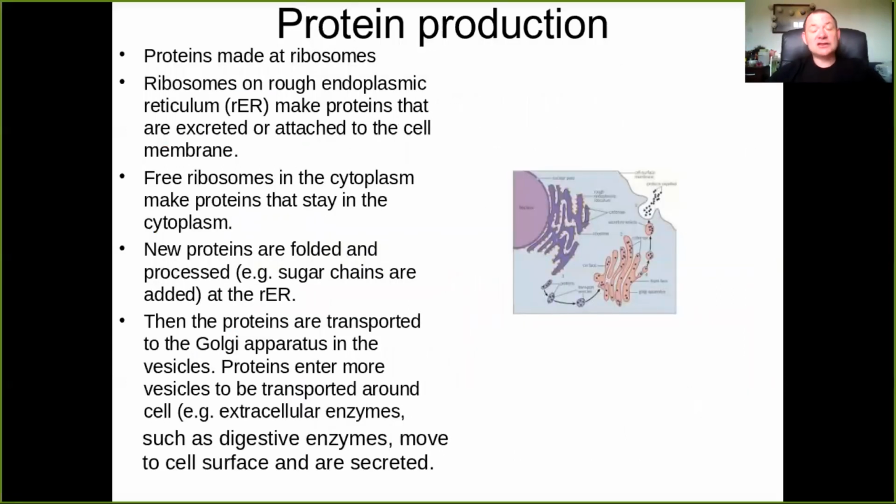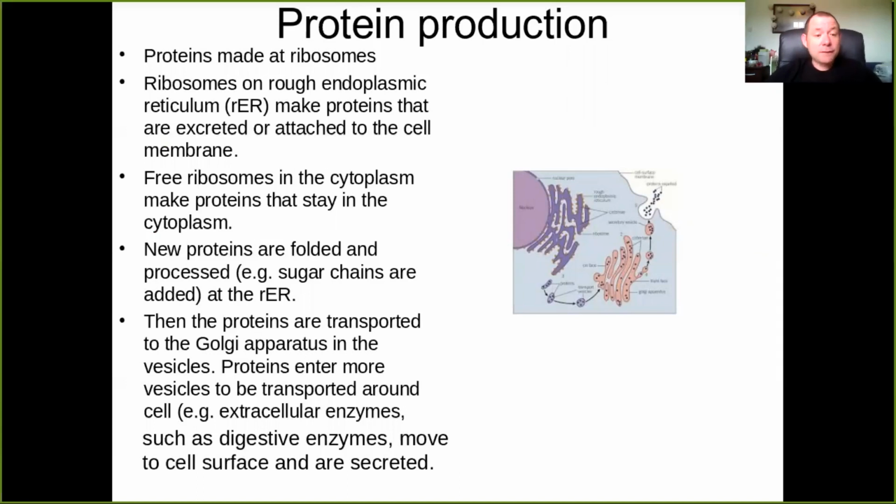Protein production, let's just briefly mention that. I talk about this more in another lecture. Proteins are made at ribosomes. Ribosomes on rough ER make proteins that are excreted or attached to the cell membrane. Free ribosomes in the cytoplasm make proteins that stay in the cytoplasm.